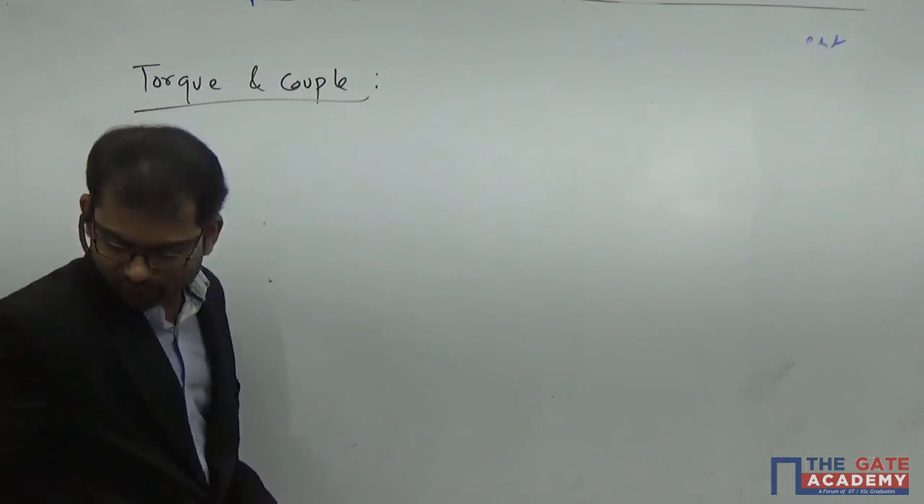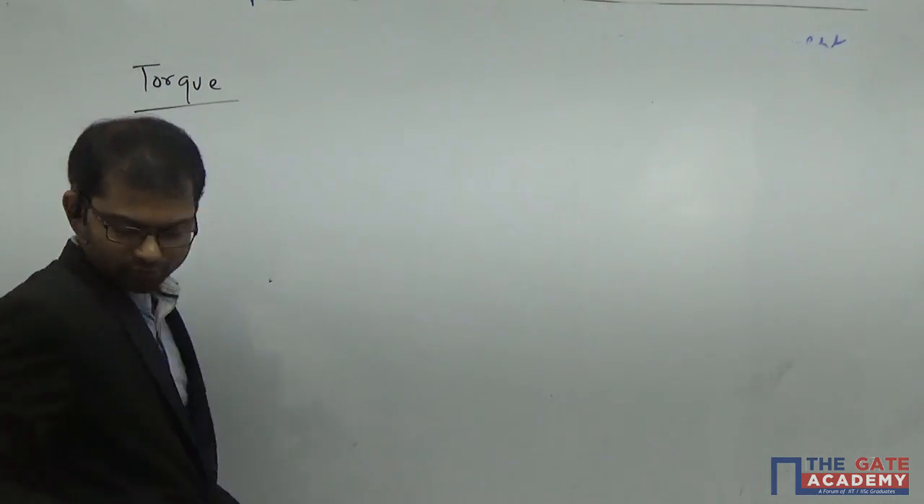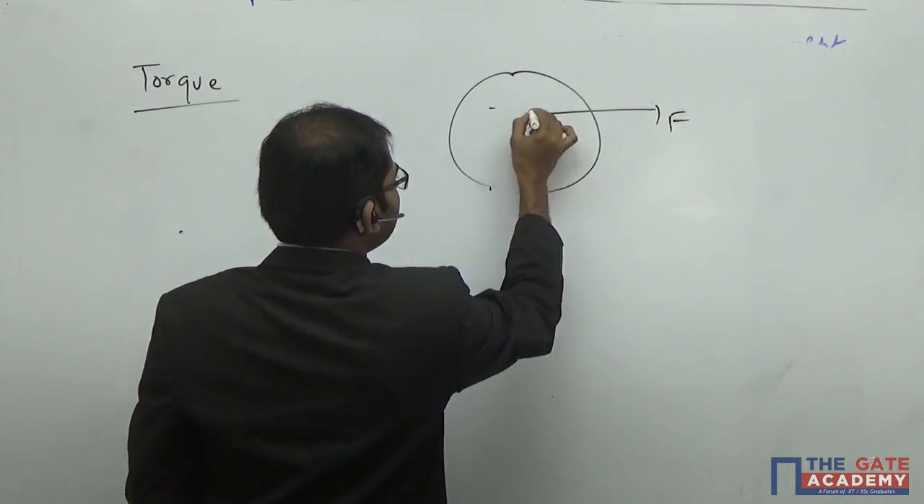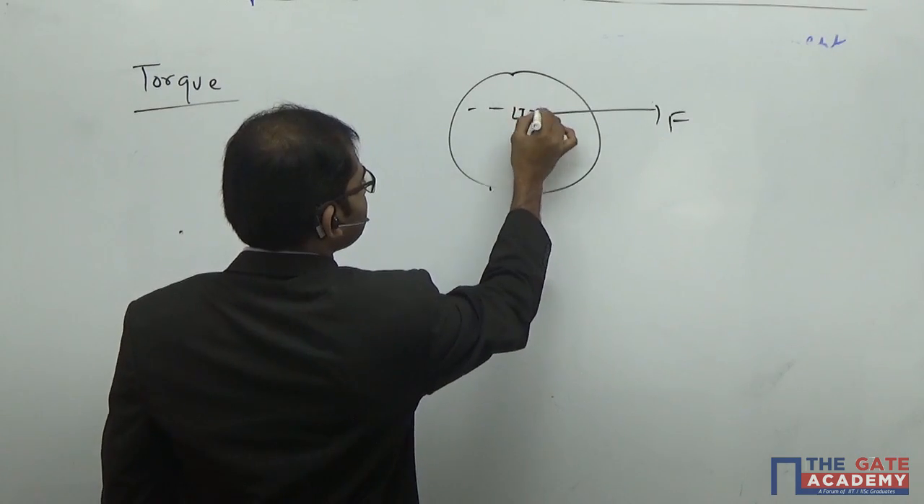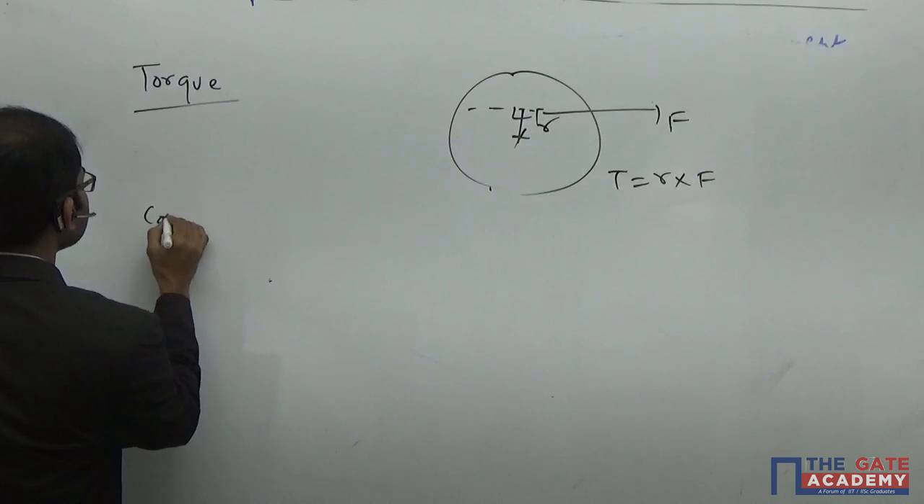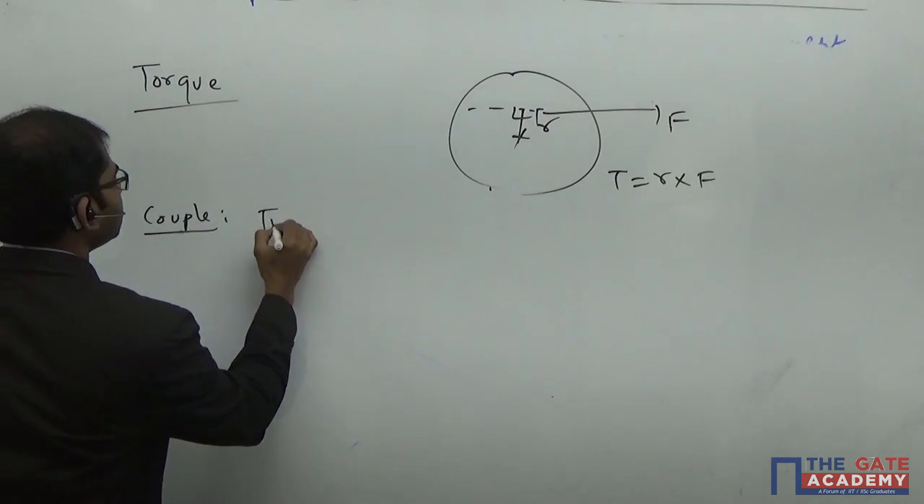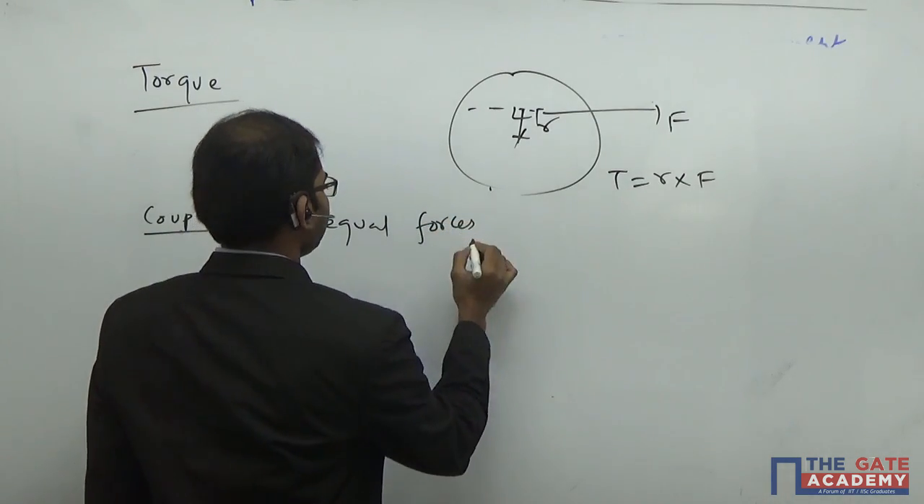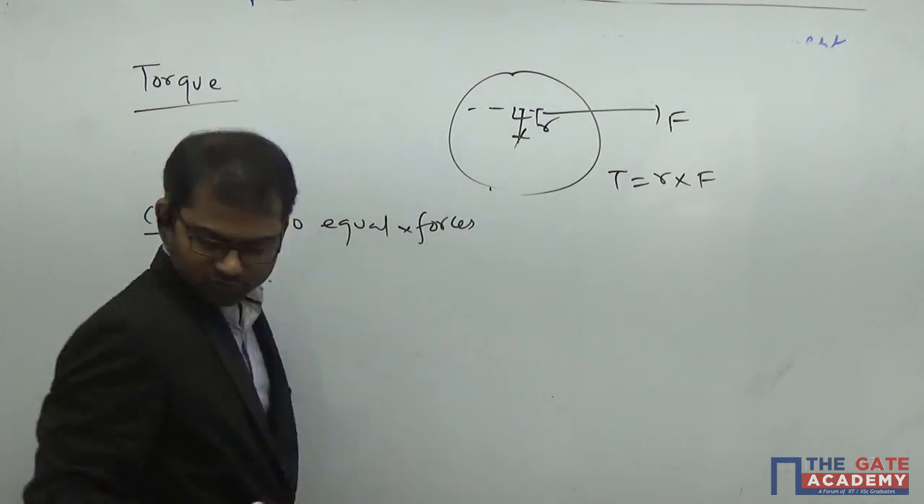So first of all, I will tell you regarding the torque here. So torque you have already known here. If, for example, a pulley is there, and a single force is acting here, we extend the line of action of the force, we find the radius. So torque will come as R into F simply. So couple means basically two equal and opposite forces actually.